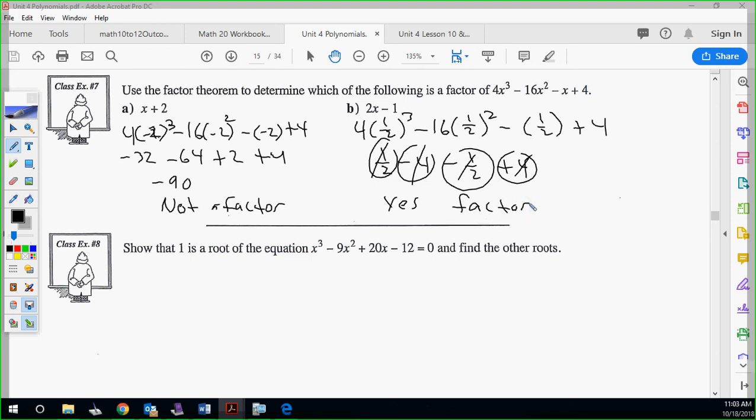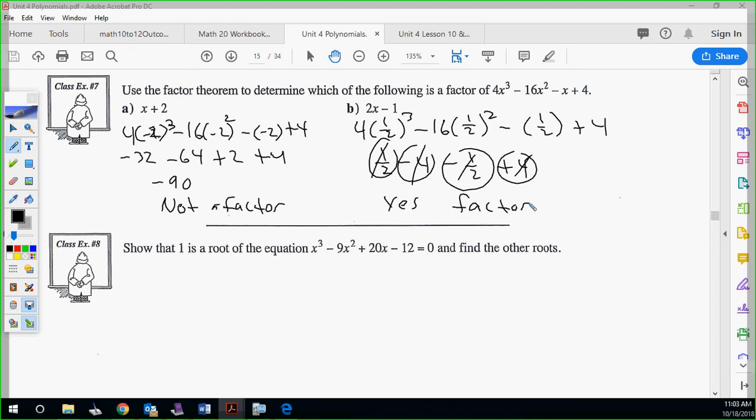All right, last example here. Show that 1 is a root of the equation x cubed minus 9x squared plus 20x minus 12. Again, back to Math 20. It was lesson 1 of Unit 3. We just did it. That's why I remember exactly the lesson. The lesson topic was zeros, roots, and intercepts all are the same. So when you see roots, you're like, what's a root? It's a 0. Okay? What's a 0? A 0 is an intercept. All those things are interconnected.